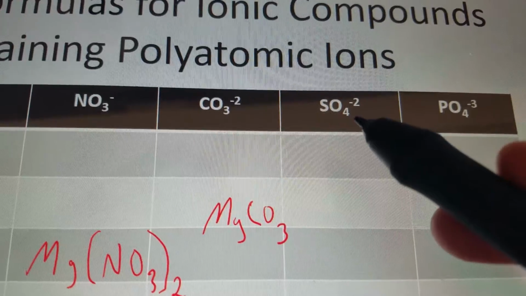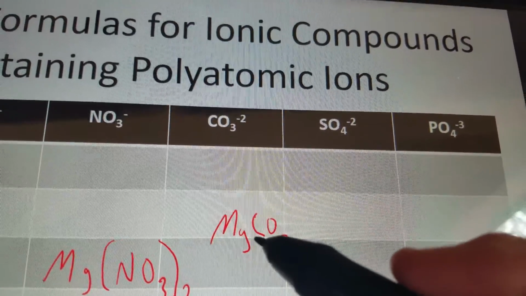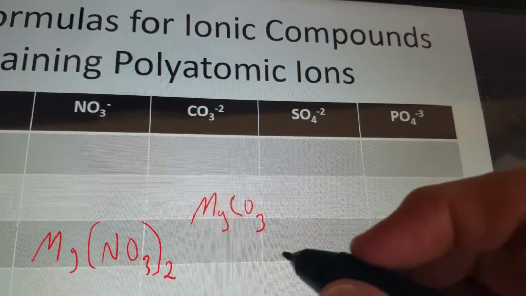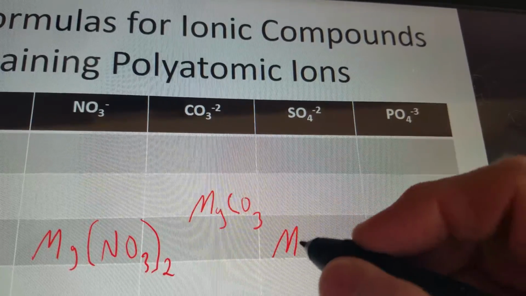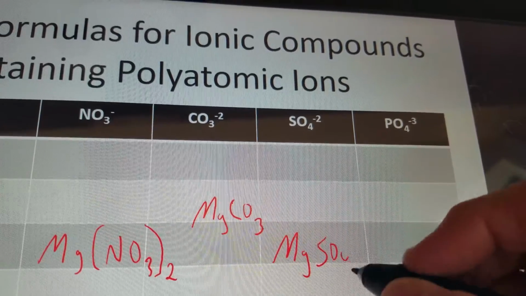Sulfate has a -2 charge, magnesium +2. Again, just like the carbonate, you'll just need 1 magnesium and 1 of the sulfate ion.